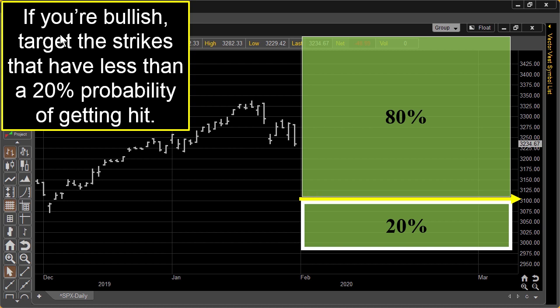Taking the example of before the market closes today, the S&P was trading at 3230. If we were looking to place a bullish put spread, our strike would be down around 3,100. It gives us a lot of room to be wrong.